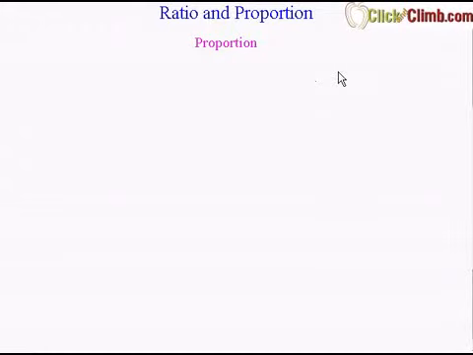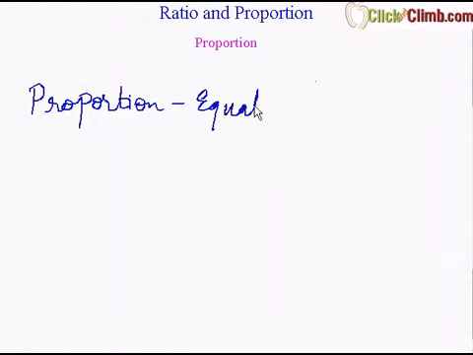Alright, last time we talked about ratios, and moving ahead, today we are going to talk about proportion. So let's first understand what a proportion is. In very simple language, we can say that a proportion is the equality of two ratios. Now when I say equality, that means it will be an equation, and on each side of the equation I will have a ratio.